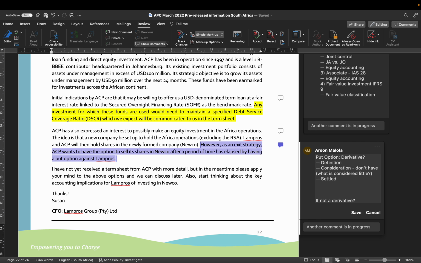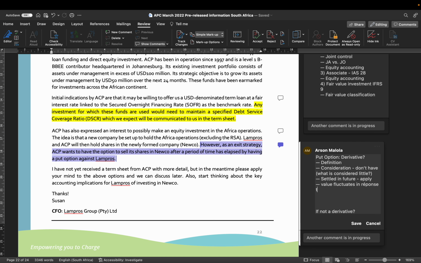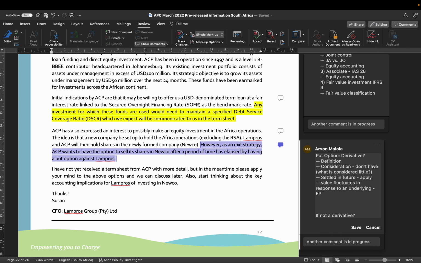Then there's a requirement that says settled in future. This we can apply, because we have the information: the put is only exercisable by ACP after a period of time. So you can apply that one. And then the value fluctuates in response to changes in the value of an underlying. Now, this one would need the exercise price to make that conclusion, which we do not have.